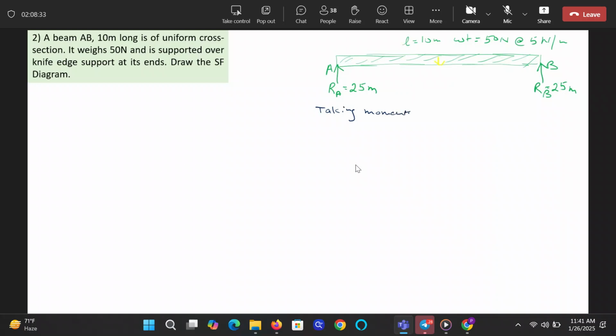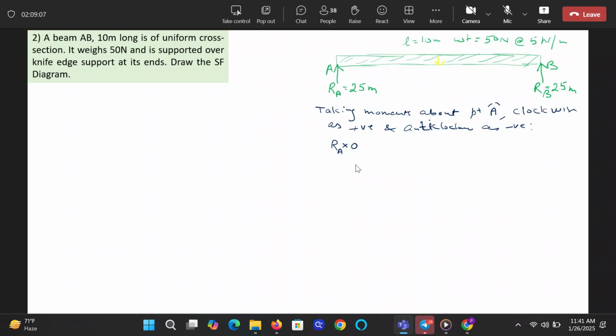Taking moments about any one of the supports, so about point A, clockwise as positive and anti-clockwise as negative. There are three forces: RA, the weight of the beam, and RB. The moment of RA about A will be RA into 0.